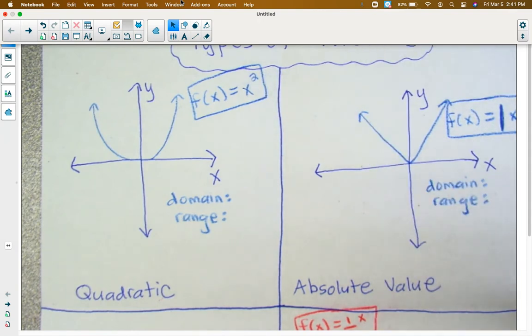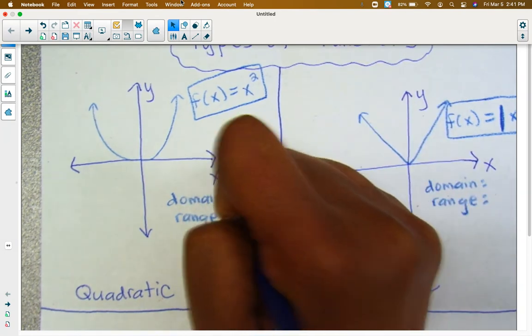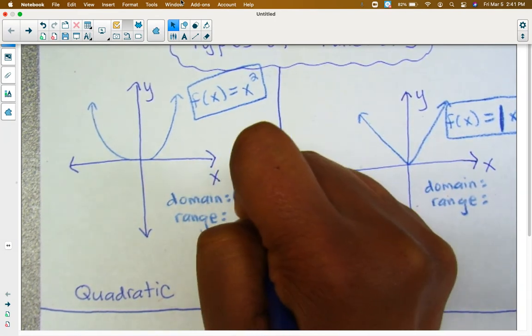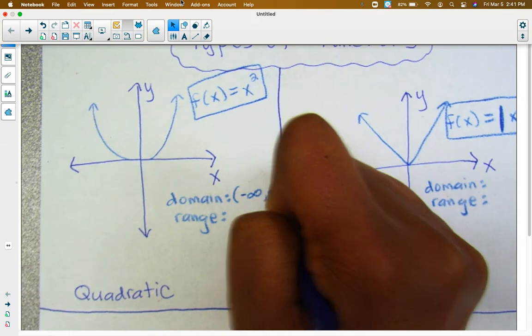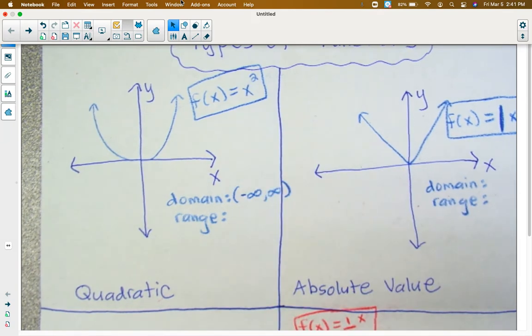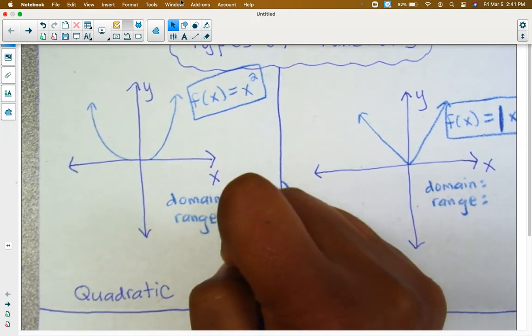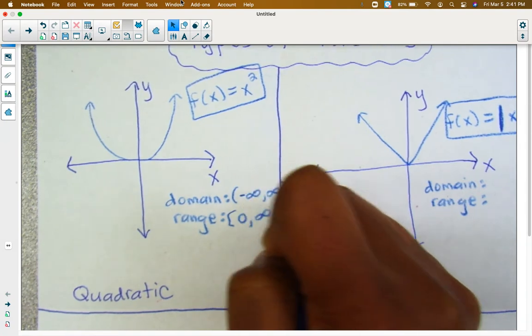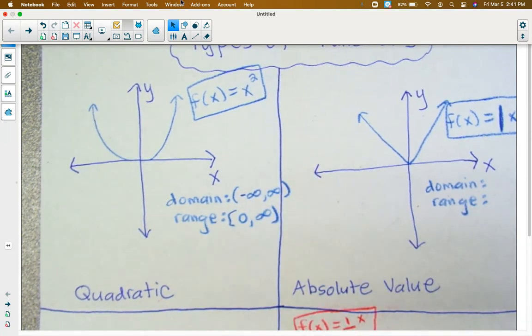Our domain is all real numbers. So you can write that negative infinity to infinity. And our range for our parent function is from 0 to infinity. So this is just for the parent function. Of course, we know if I change it, make it move up, down, left, and right, it's going to change. But this is just for our parent function.